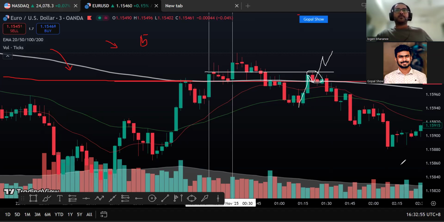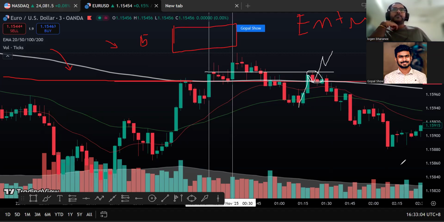This is the entry part, secondary. And the first part, you have to understand the whole analysis, the whole reading of the story. That is the most important thing. After that, this is secondary, the entry, and after that there will be trade management. Third is trade management, second is entry, first is analysis.